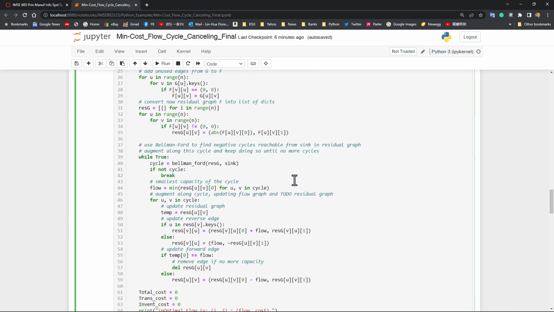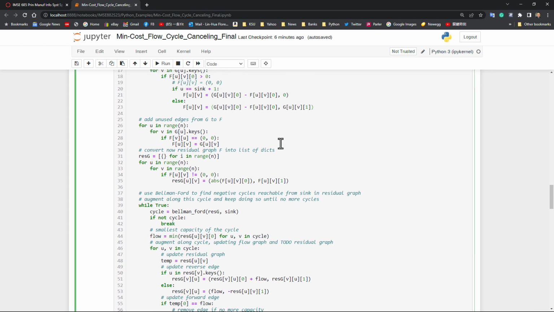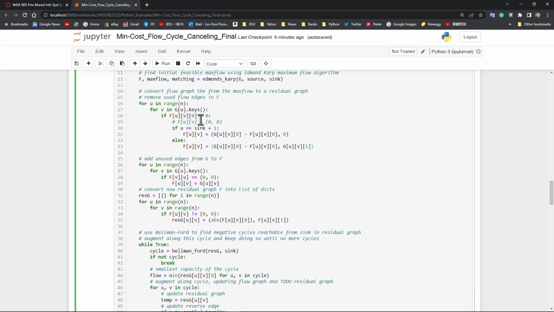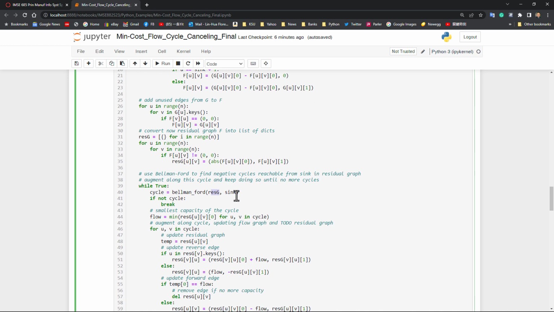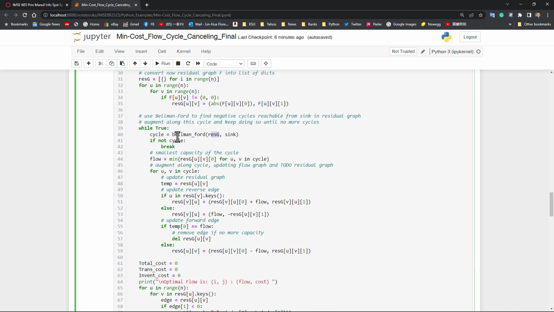Okay. After we finish building the residual network, we can call the so-called Bellman-Ford shortest path algorithm on the residual graph to figure out if there is a negative cost cycle. If the cycle does not exist, we already have the optimal solution and therefore we don't have to continue the algorithm.